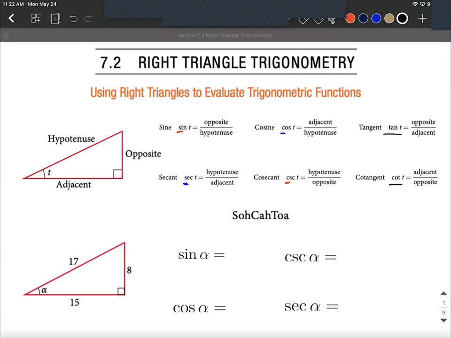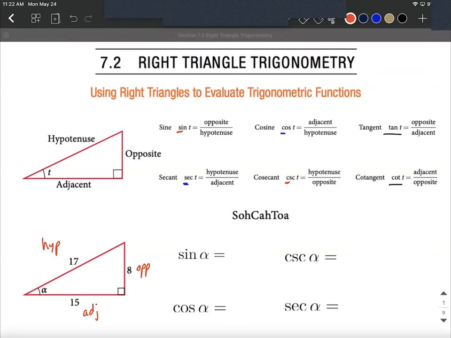So let's jump into an example here. We want to get down SohCahToa definitely as we go through these. So we're looking at this triangle where we have alpha, and it's 8, 15, and 17 for our side lengths. Let's go ahead and label this to get started. We're going to say that 8 is the opposite from where our angle is. 15 would be the adjacent, and then 17 is going to be the hypotenuse.